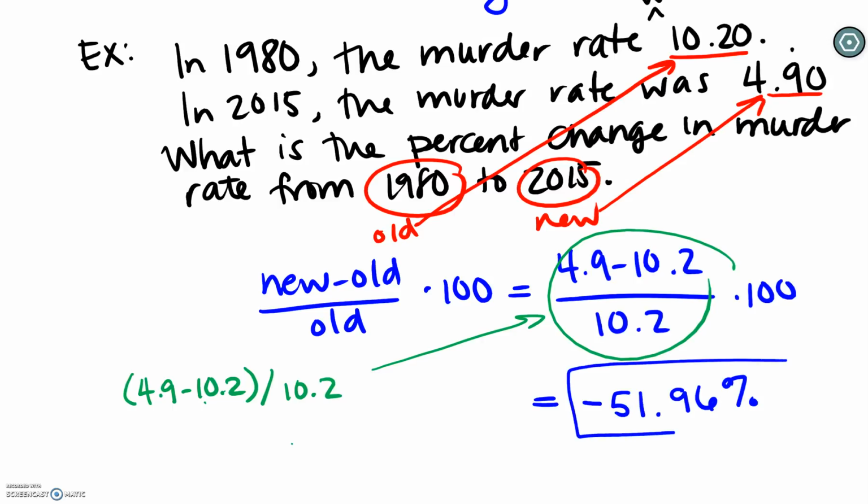We should get that the murder rate decreased, right? Because this is going down. So we have that negative. And then it was cut almost in half, right? So it's exactly what we're seeing here, about 50% of a decrease, cut almost in half.